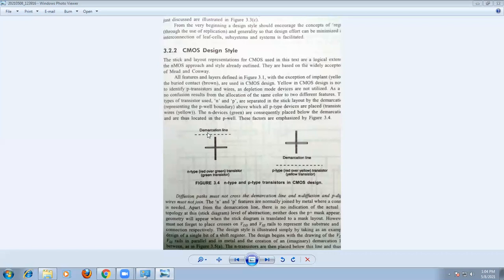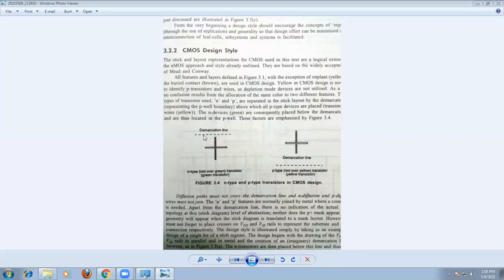Only polysilicon and metal will cross the demarcation line. Okay, so by using these rules, we are going to construct a stick diagram in the CMOS design style. So what are the rules here?